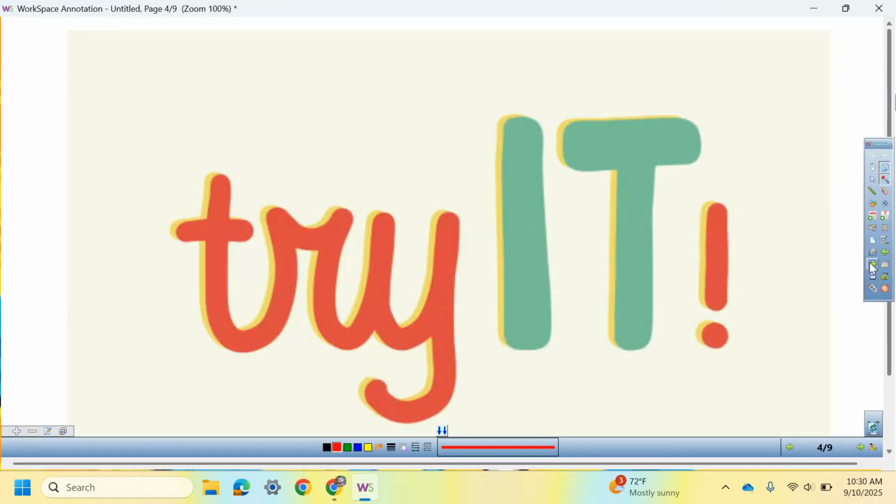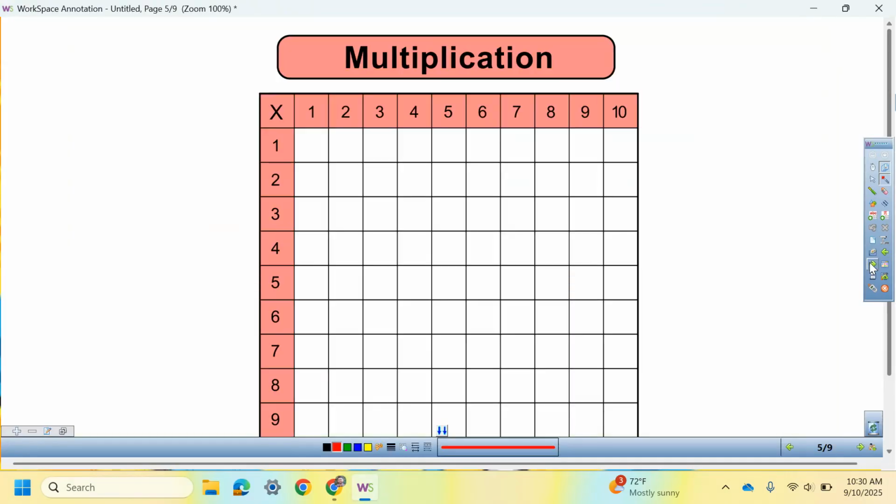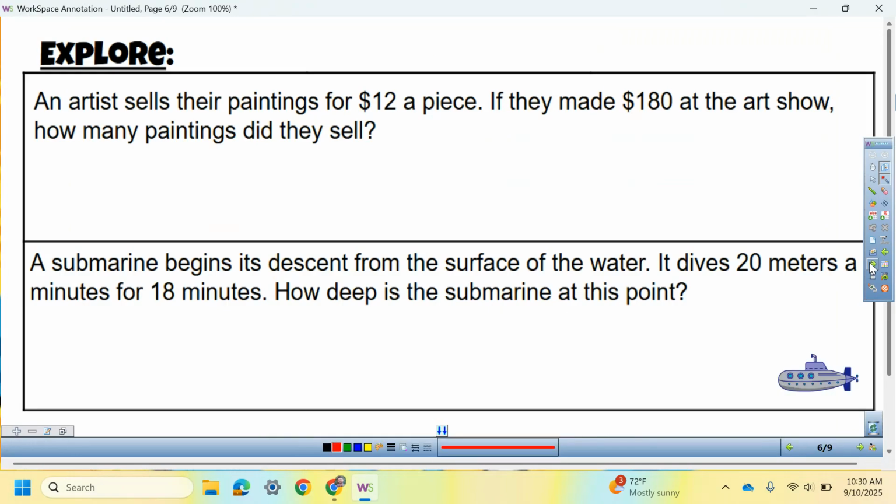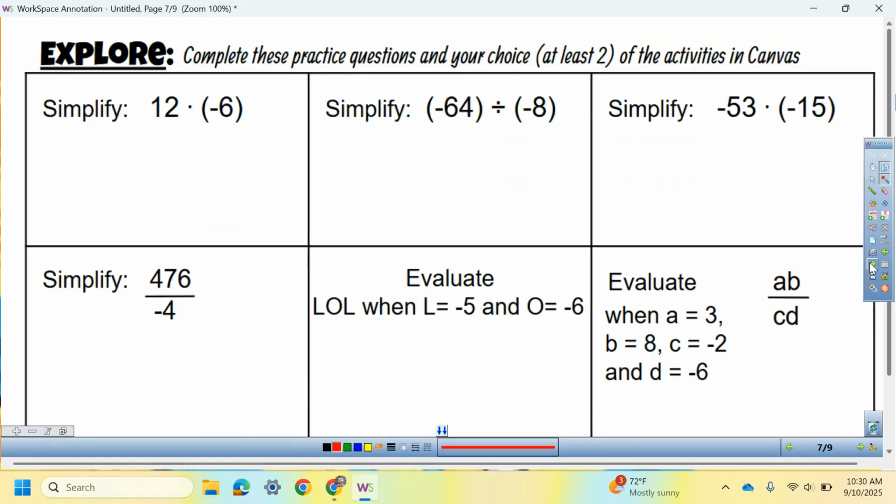Now, I want you to pause the video here. Now it's your turn to try. If you flip the page, I want you guys to try to fill out this multiplication chart, then move down to a couple of the word problems, and I'll help you guys out with those. So pause right now, go ahead and fill this out, press play when you're done, and let's check and see how you did.